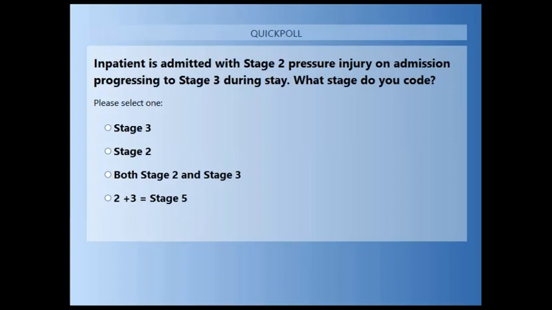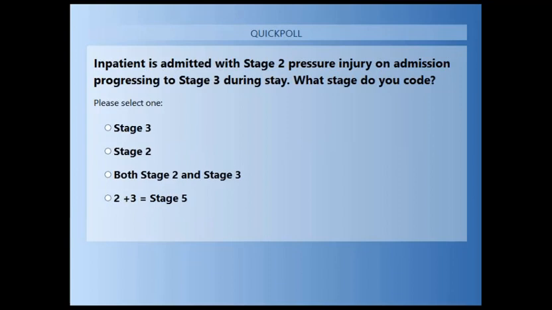So for this polling question, the question is: an inpatient is admitted with a stage 2 pressure injury on admission, progressing to a stage 3 during the stay. What stage do you code it? Do you code it at stage 3, stage 2, both stage 2 and stage 3, or 2 plus 3 equals stage 5? So what do you think?